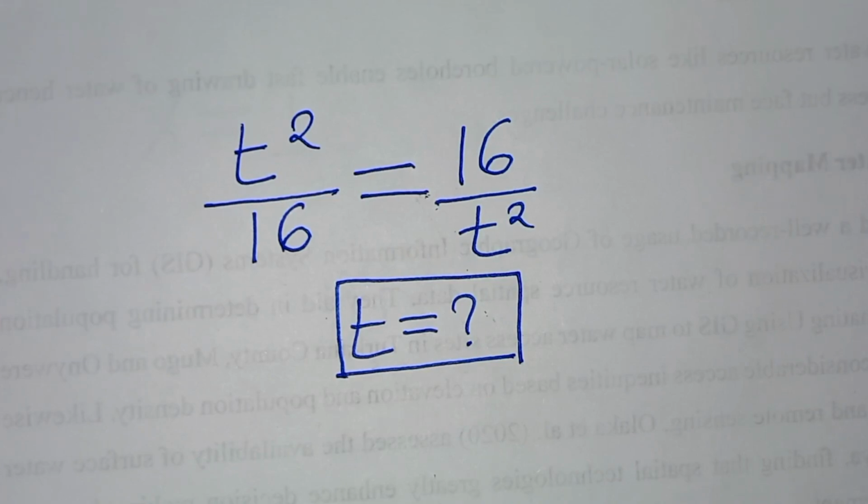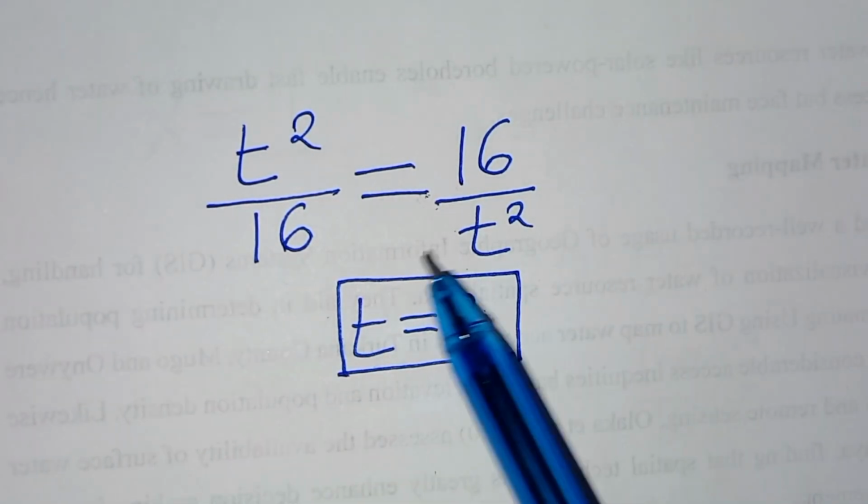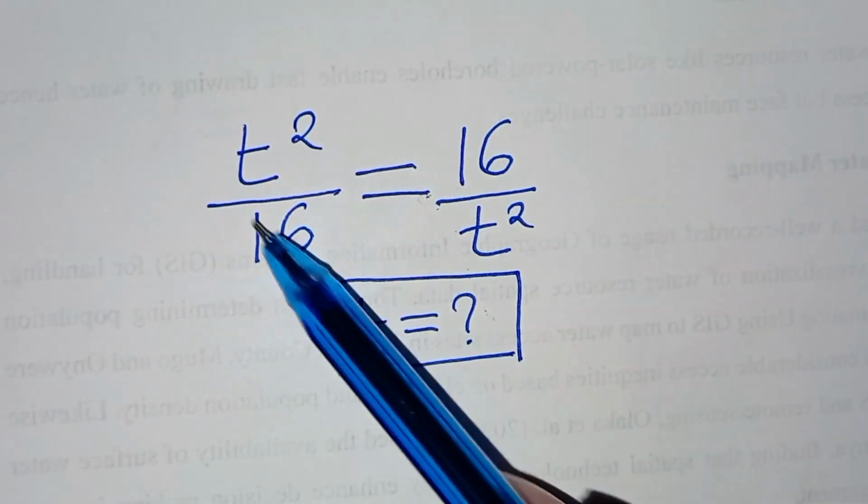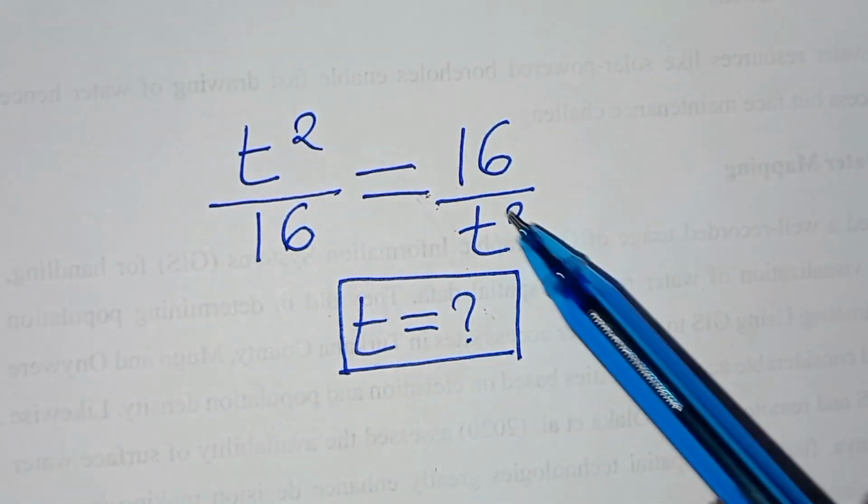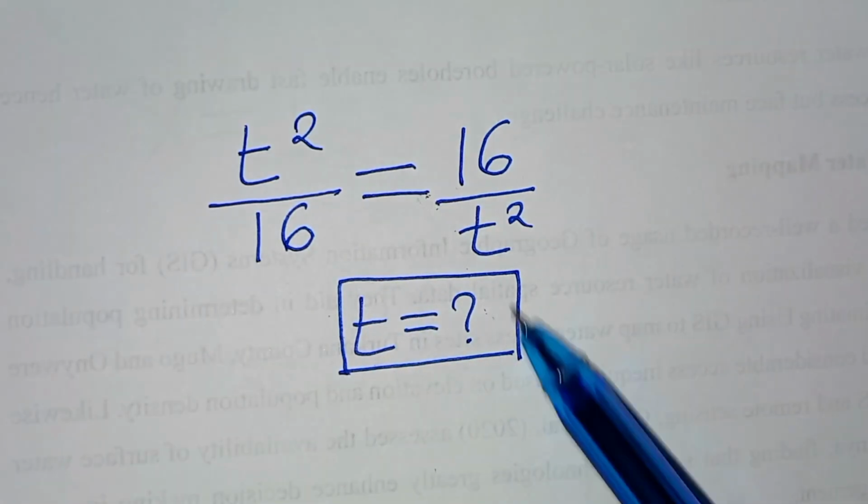Hello everyone, you're welcome to solve this interesting math problem, which is t to power 2 divided by 16. This is equal to 16 over t to power 2. What is the value of t?